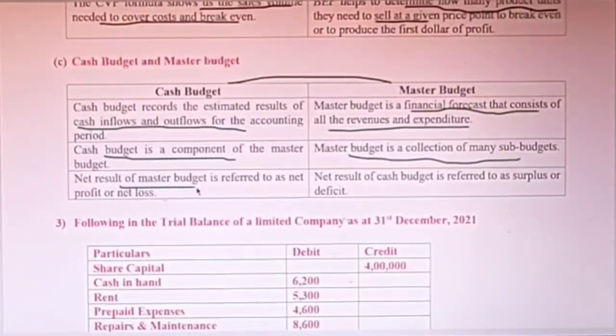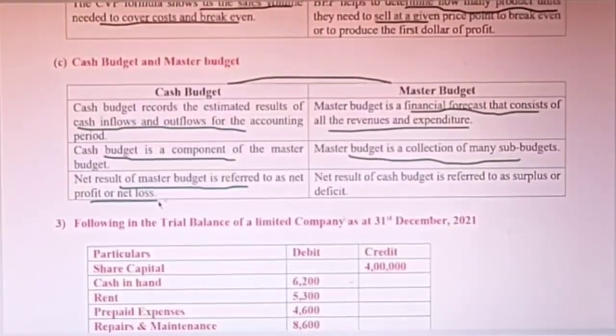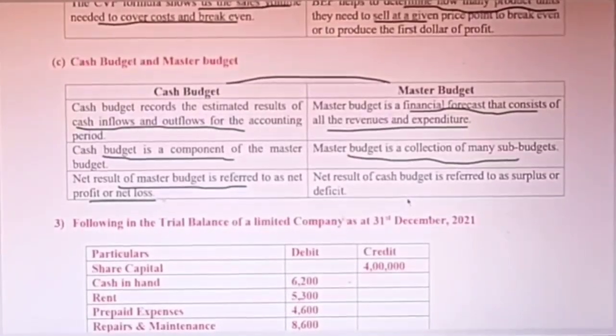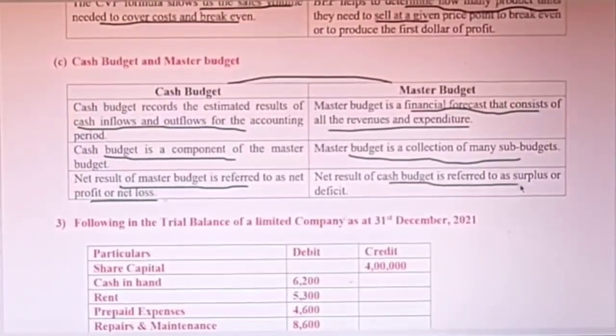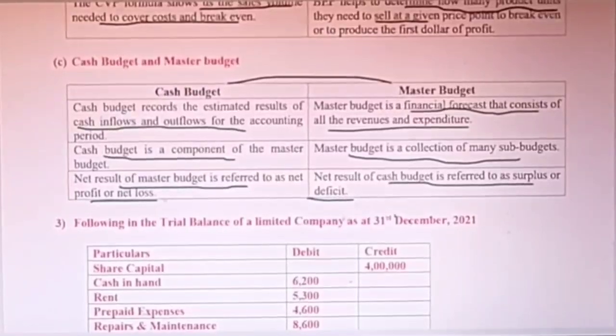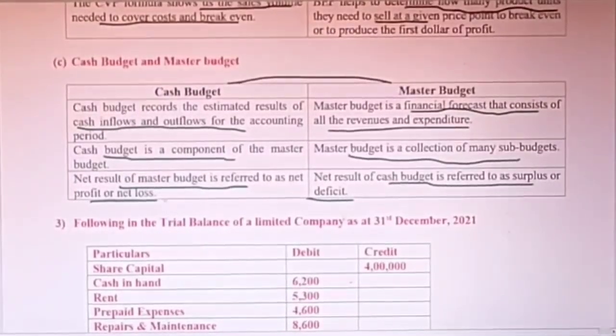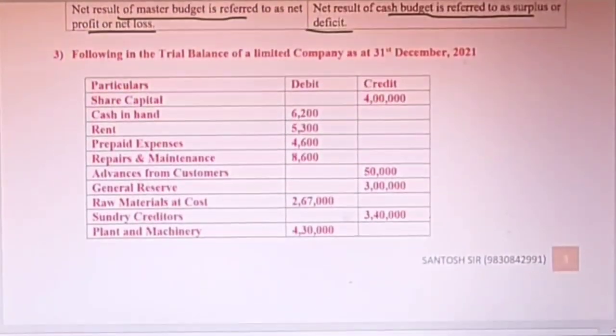Net result of master budget is referred to as net profit or loss, whereas the net result of cash budget is referred to as surplus or deficit. So like this. Then comes question number 3.